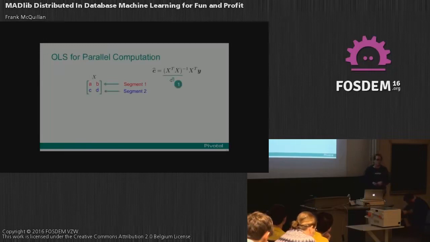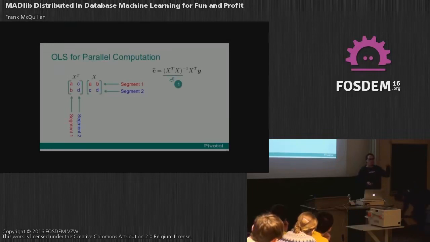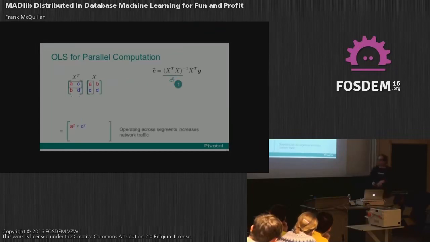So you think, well, why don't I go ahead and distribute it like this? I'll put A and B in worker node 1, C and D in worker node 2. If I do the transpose, then A and B are in worker node 1, C and D in worker node 2. And then I start doing my multiplication.